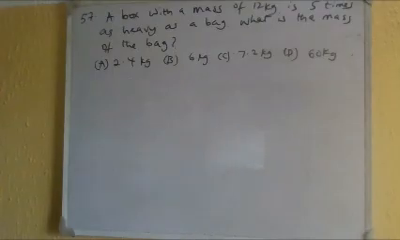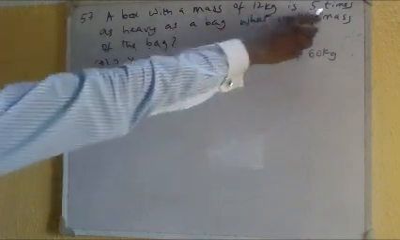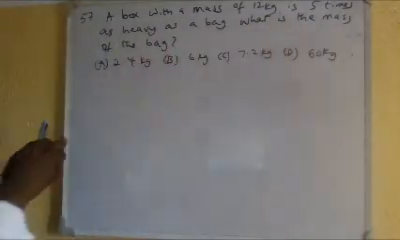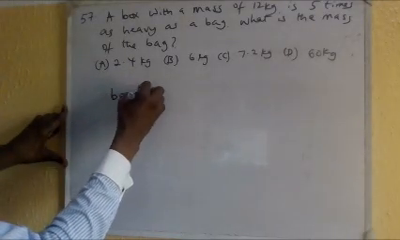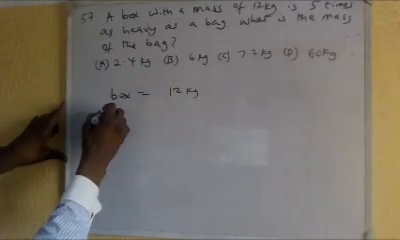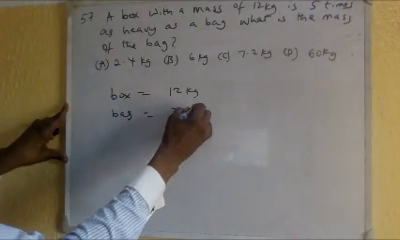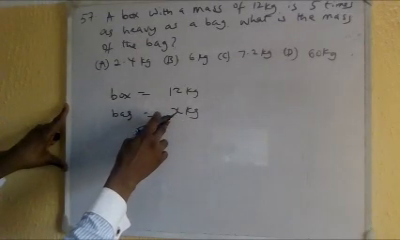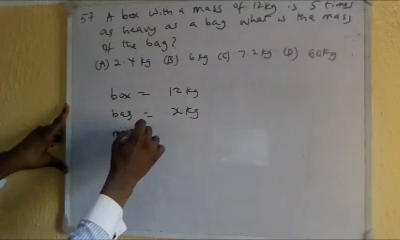Okay, so we have this question on the board. It says a box with a mass of 12 kg is 5 times as heavy as a bag. What is the mass of the bag? So if the box is 12 kg and the bag is S kg, but we're told that the box is 5 times as heavy as the bag. So the mass of the bag is 12 divided by 5.